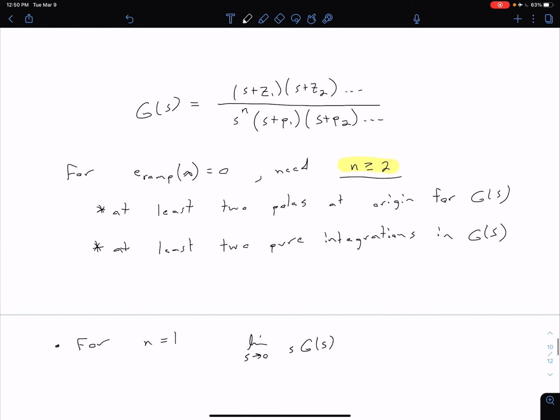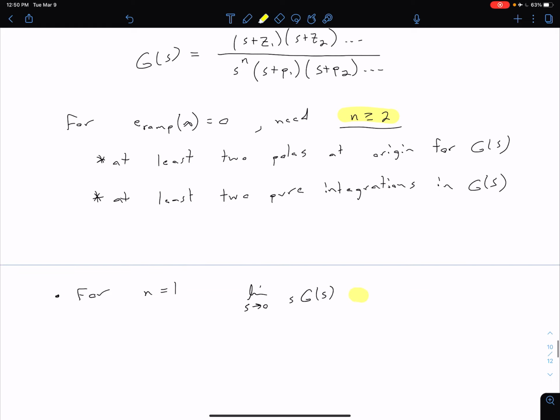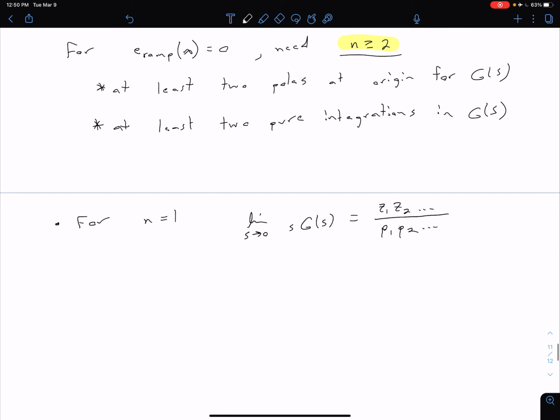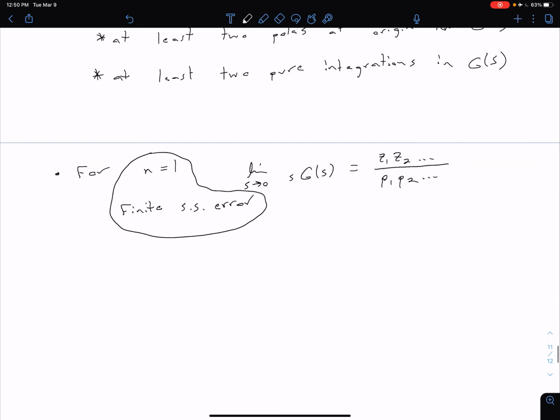Well, if we only have 1, then this s to the n is going to be just s, and that's going to cancel out with this s here, and we're going to end up with what we saw with our step response with n equals 0, which is just the product of our zeros in the numerator, z1, z2, and so on, divided by the product of our poles which aren't at the origin, so p1, p2, and so on. And so in this case, if we have n equals 1, we're going to have some finite steady state error. So n equals 1 corresponds to finite steady state error for a ramp input to our unity feedback system.